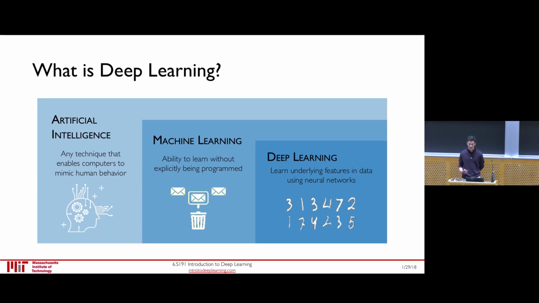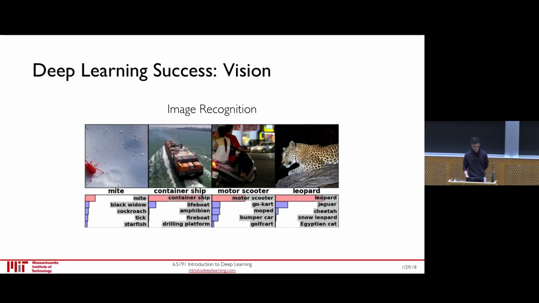So this course is a course on deep learning, which is just a subset of artificial intelligence. And really, it's just a subset of machine learning, which involves more traditional methods where we try to learn representations directly from data. And we'll talk about this more in detail later today.